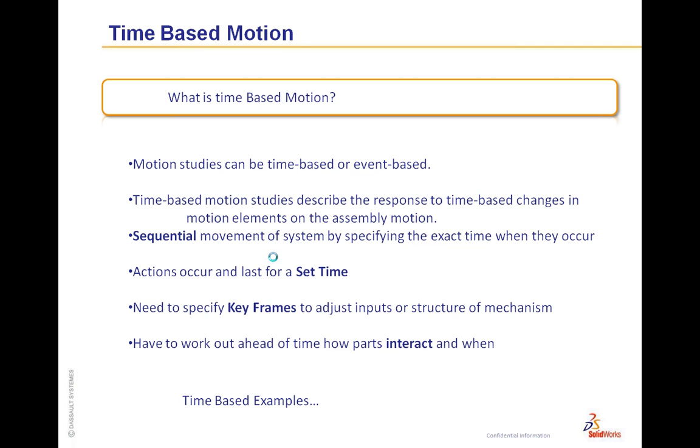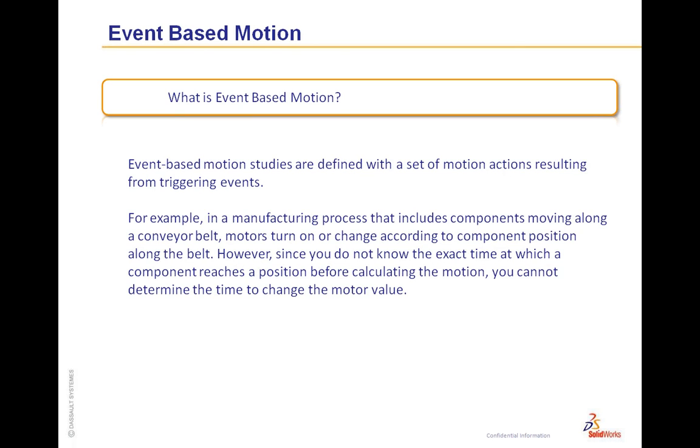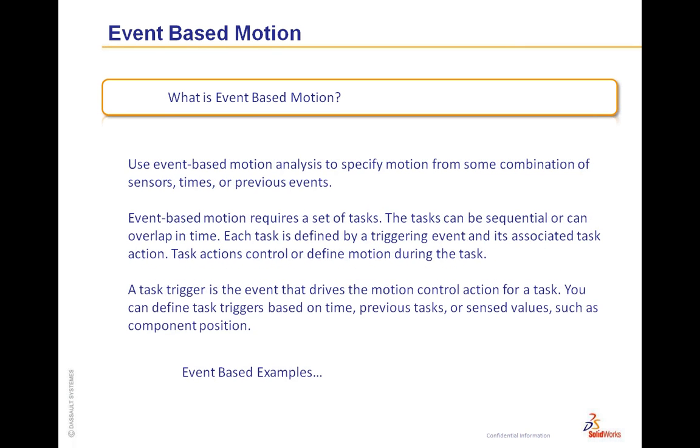Let's talk a little bit about event-based motion. Event-based motions are defined based upon triggering events, not on time. An example they use here: a manufacturing process includes components moving along a conveyor belt. The motors turn on or off based upon the position along the belt. As I said before, you have to know the time at which something is supposed to happen before you can trigger the motion. So that's where event-based motion will come into play.